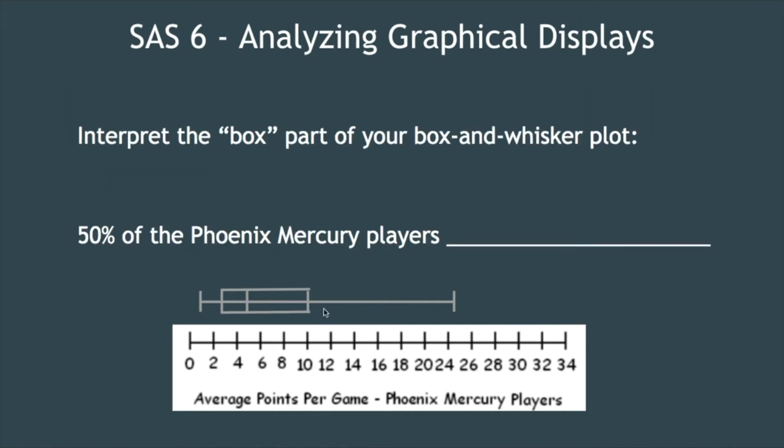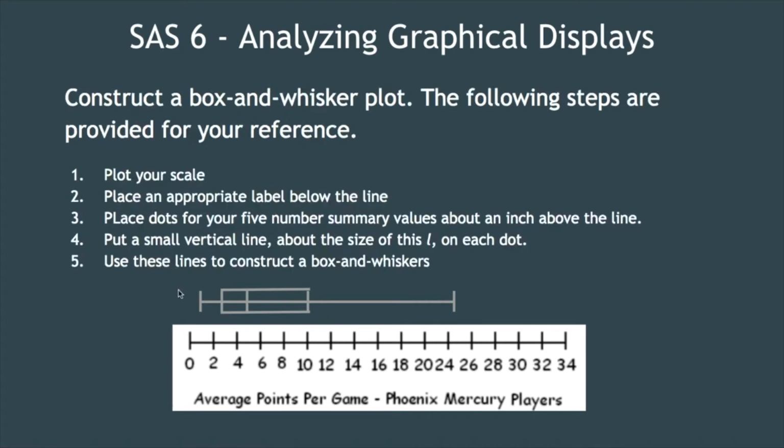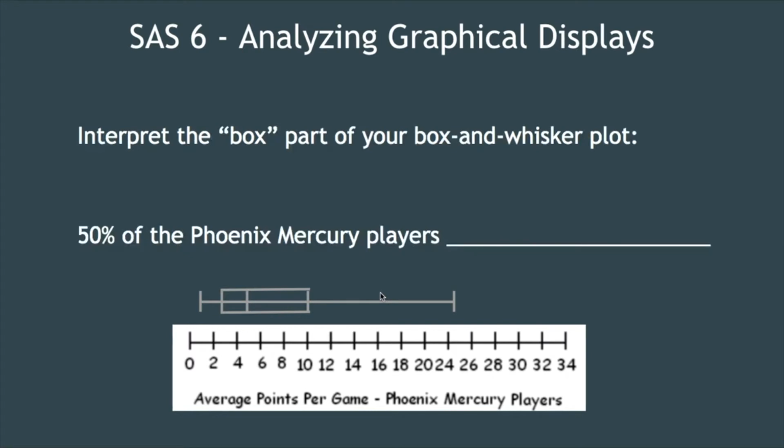All right, interpret the box part of your box and whisker plot. Okay, so the box is this part right here. What can we say without a shadow of a doubt about this? Now we said 25% is here, 25% is here, 25% is here, and 25% is here. So if that's the case, then we can say that 50% of Mercury players fit inside this box because 25% is here and 25% is here. Averaged between 2.4 and 10.1 points, we know that that box has 50% of the players' points per game values.